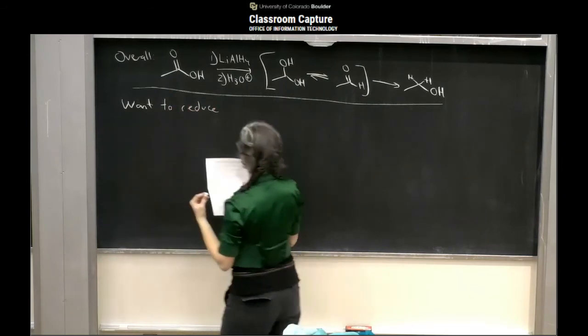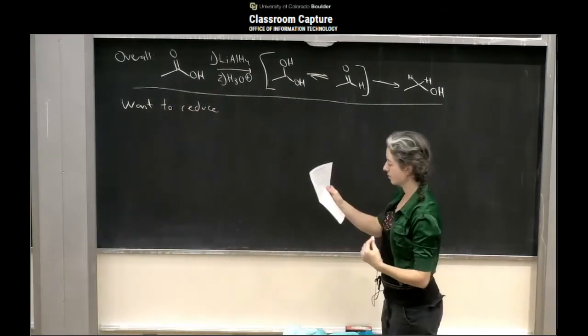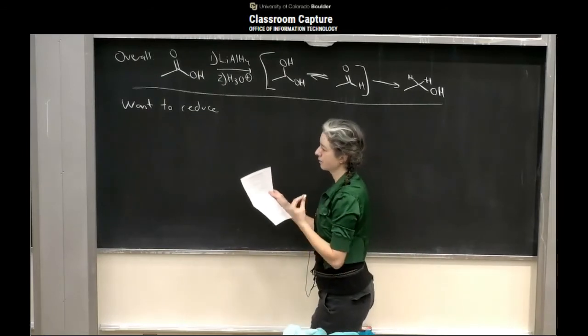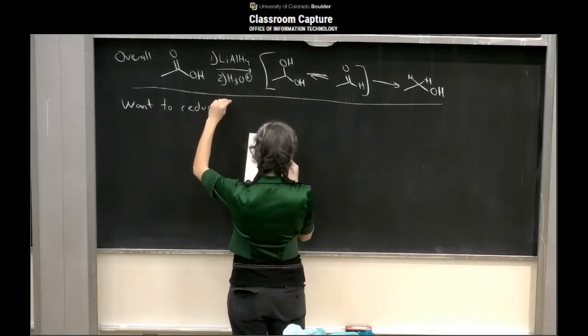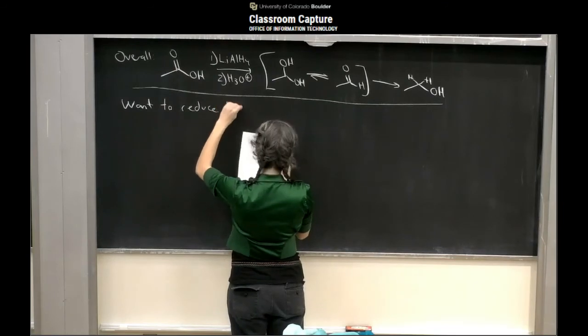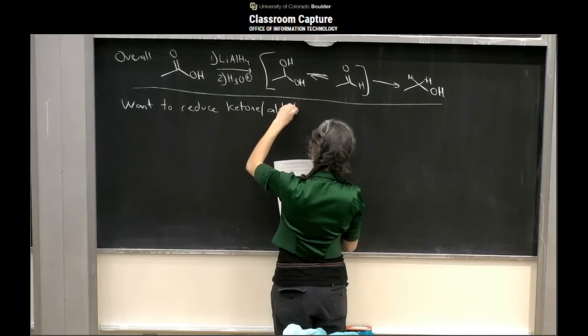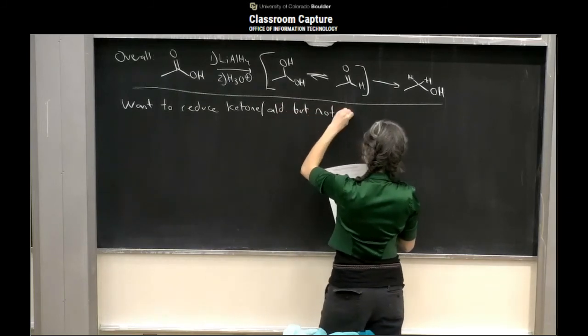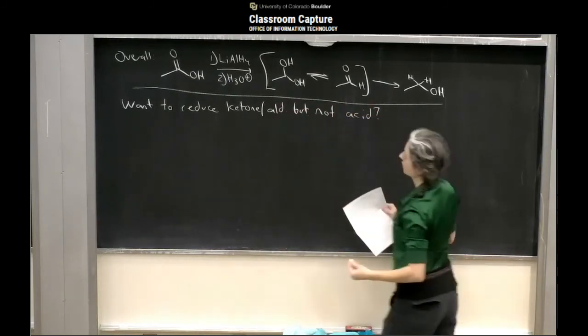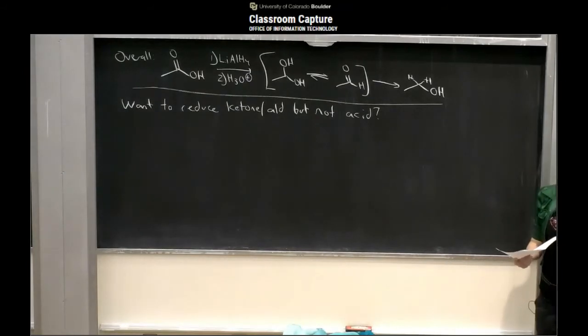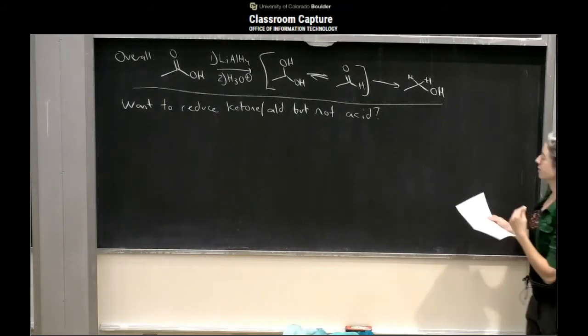And this actually kind of ties into the lab that you guys did last week, those of you taking lab, where we did reductions of ketones. But if you want to reduce the ketone or aldehyde, but not the acid, then what reducing agent are we going to use? Yep, sodium borohydride.